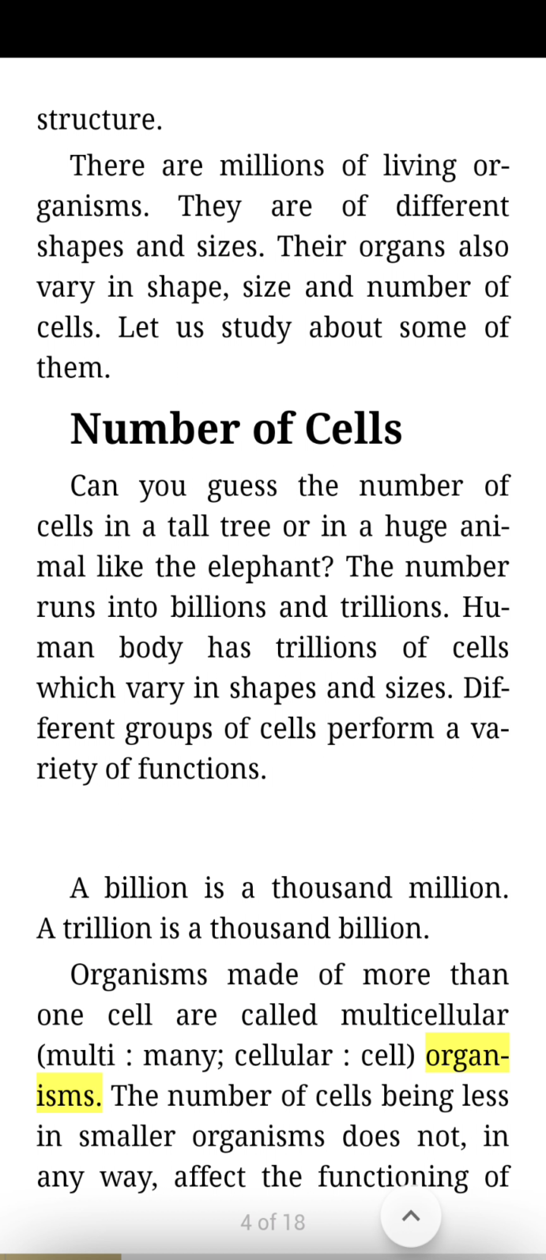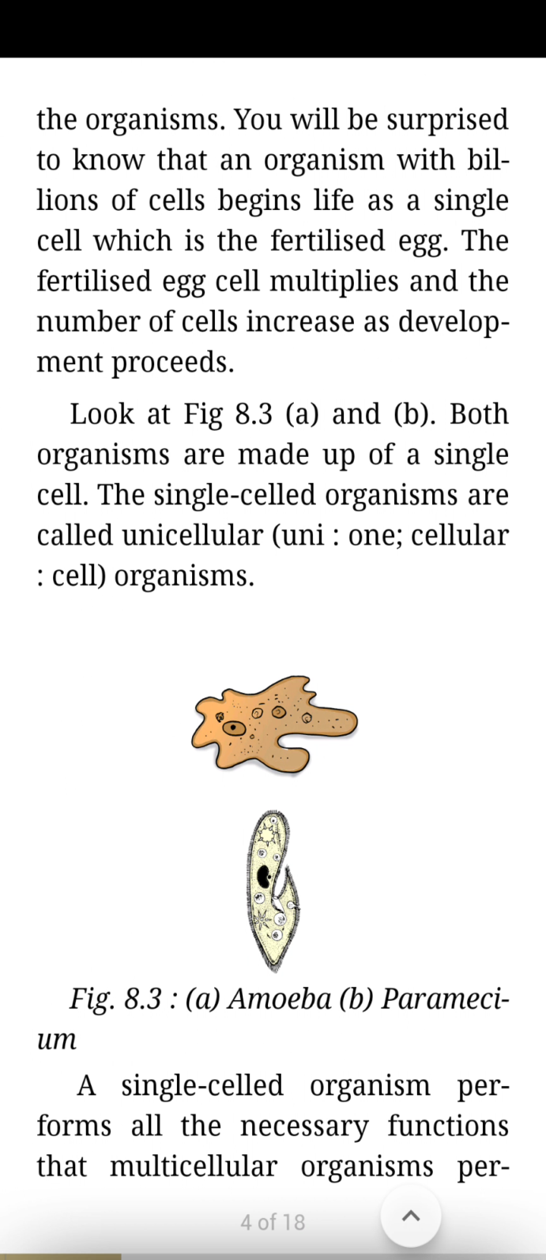The number of cells being less in smaller organisms does not, in any way, affect the functioning of the organisms. You will be surprised to know that an organism with billions of cells begins life as a single cell, which is the fertilized egg. The fertilized egg cell multiplies and the number of cells increase as development proceeds. Look at Fig 8.3a and b.